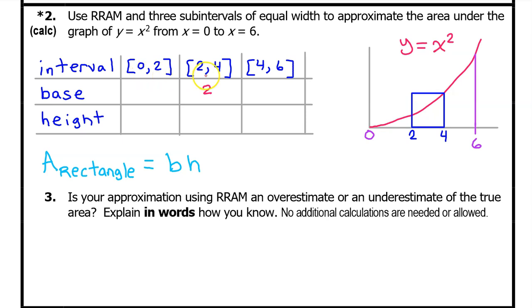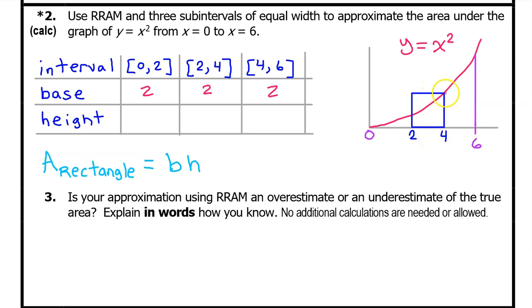These are equal width intervals. So each of these three rectangles will have the same width, the same base: 2, 2, and 2. So what about the height of the rectangle? Well, this was a right rectangle.